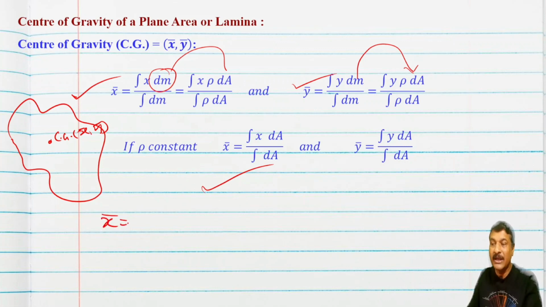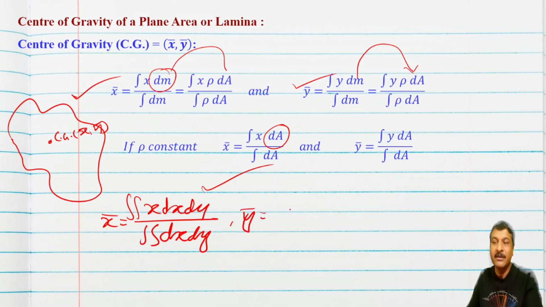But what is it, area? Suppose I want to write actually the area. So I will get here integration x dA, which means what? Dx dy, double integration dx dy. So I will get this formula. And what about y bar? It is equal to double integration y dx dy upon double integration dx dy. And here, if rho is present, that rho goes inside.